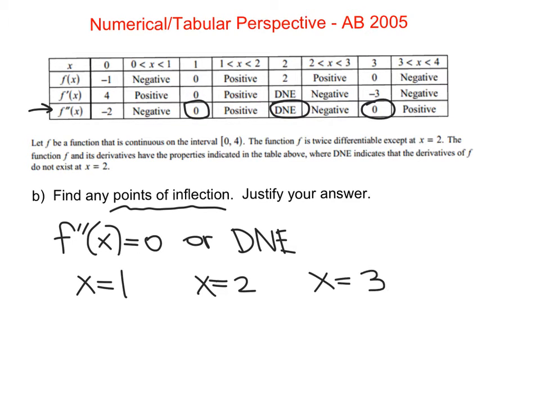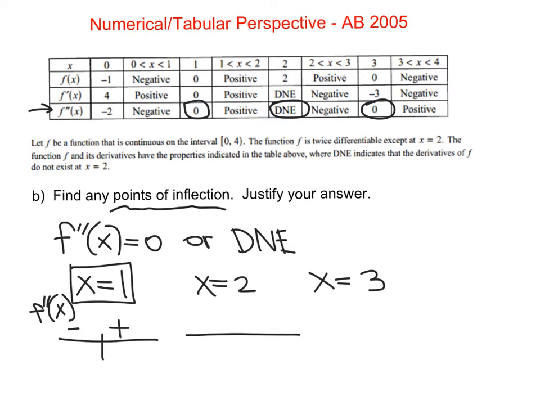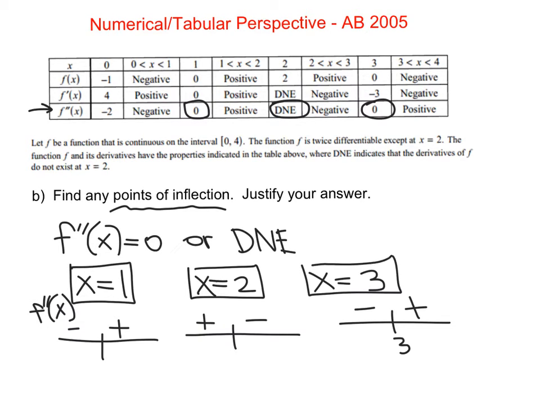So we must check out the sign charts for the second derivative at these points and look to see if the sign changes. Well, at 1, prior to 1 it's negative, then it goes to positive, so that will be a point of inflection at x equals 1. Now at 2, prior to 2, it's positive and then goes to negative. So again, we have another point of inflection. And then at 3, we're going from negative to positive. So we have a third point of inflection.